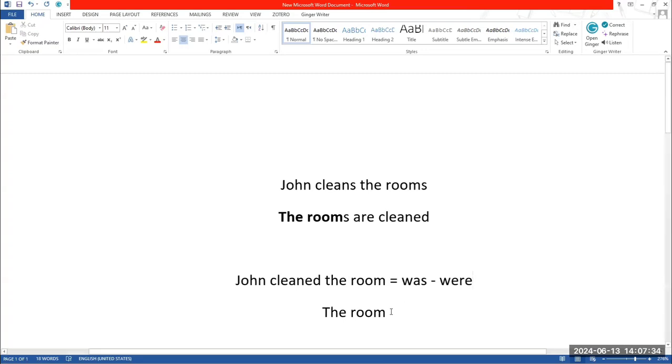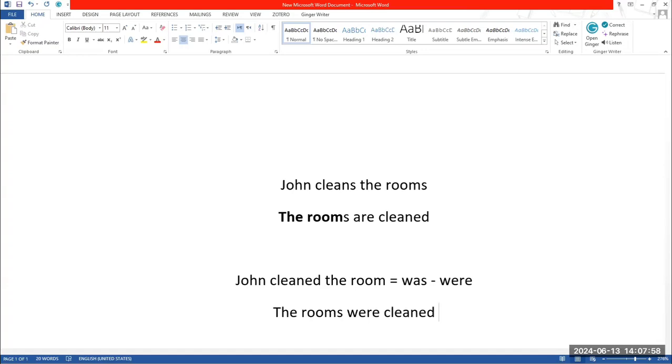Absolutely, I have to use was if the subject is singular. The room is singular, I have to use was. If I have the rooms, because it is plural, I have to use were. We'll keep the same rules when we write the rooms were cleaned as well. Yes, the same rules.